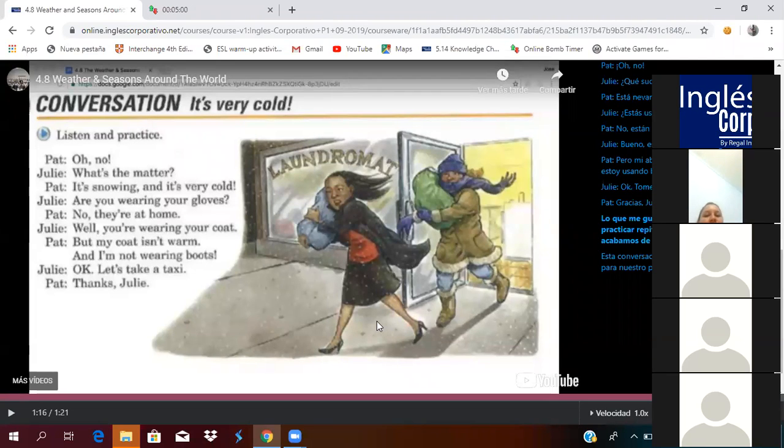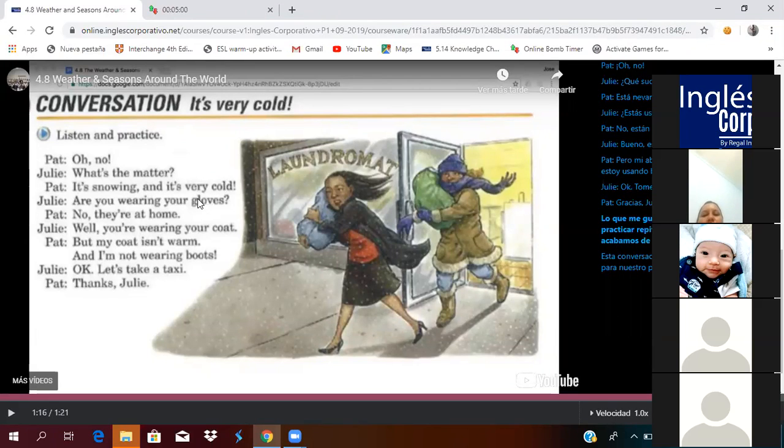Anybody have any questions about this conversation? Do you have a question about the vocabulary or the pronunciation of the words? Nobody has a question? Somebody? Anybody? One question? Clothes. Gloves. Guantes.